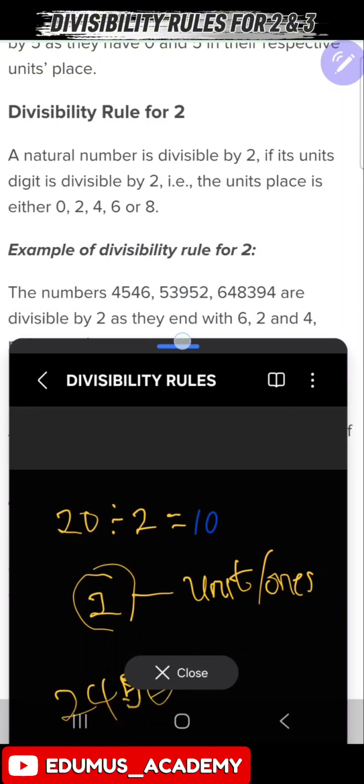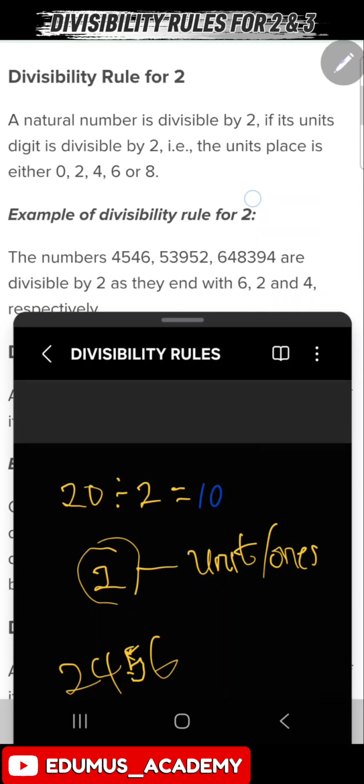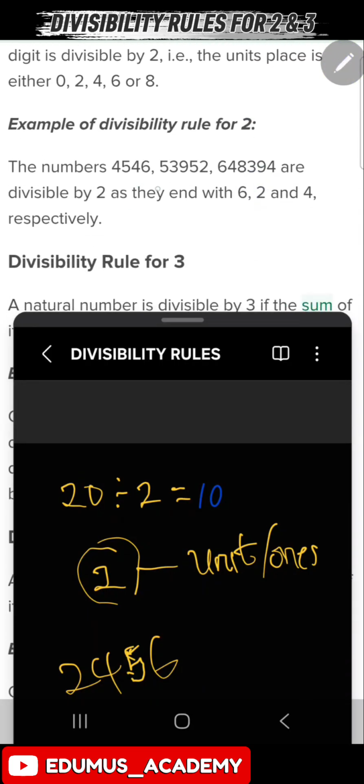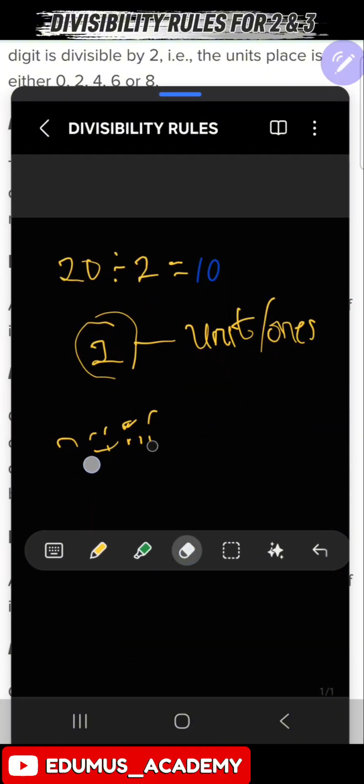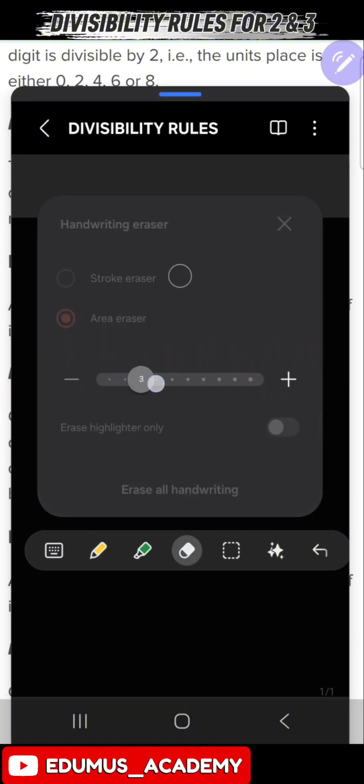Let's see examples from what we have here. 4,546. 53,952, because it ended in 2, so it's divisible by 2. Look at this, it's even in hundreds of thousands: 648,394. It ended in 4, so it's divisible by 2. That's all. It's so straightforward. Math is so lovely. Math can be so lovely.